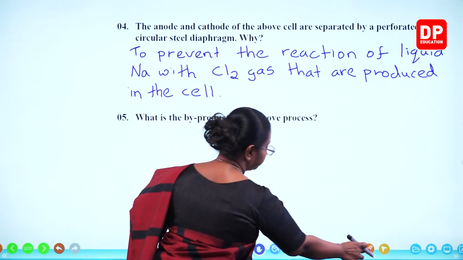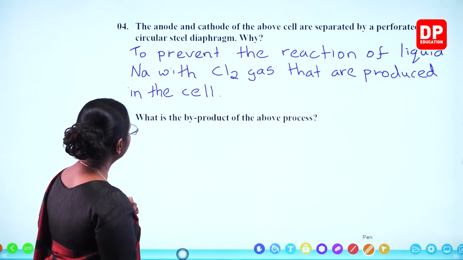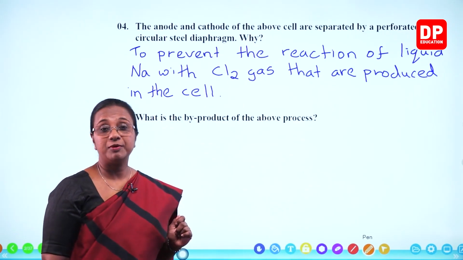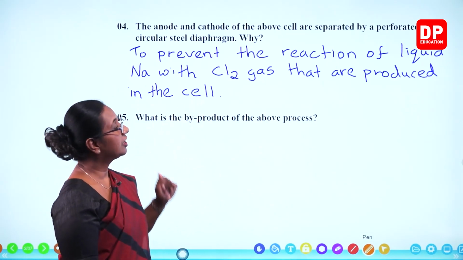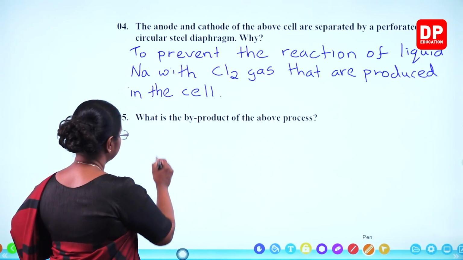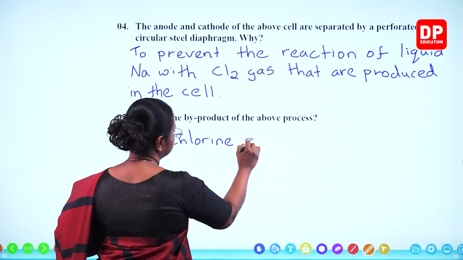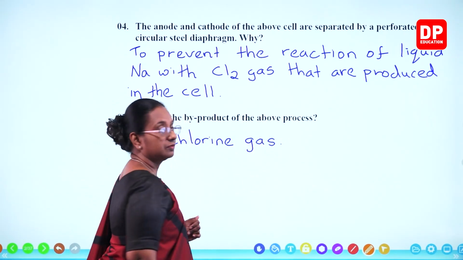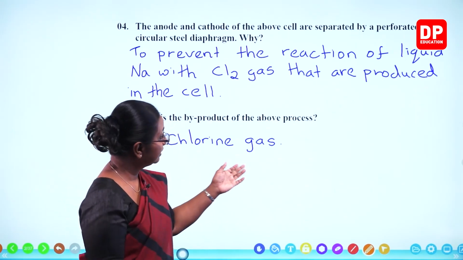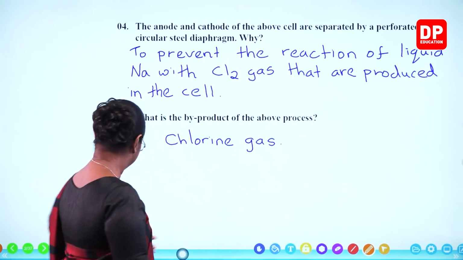So here, fifth part, what is the byproduct of the above process? Already I have told you all, chlorine gas is the byproduct. So it is chlorine gas. Then I'll move on to the next slide.